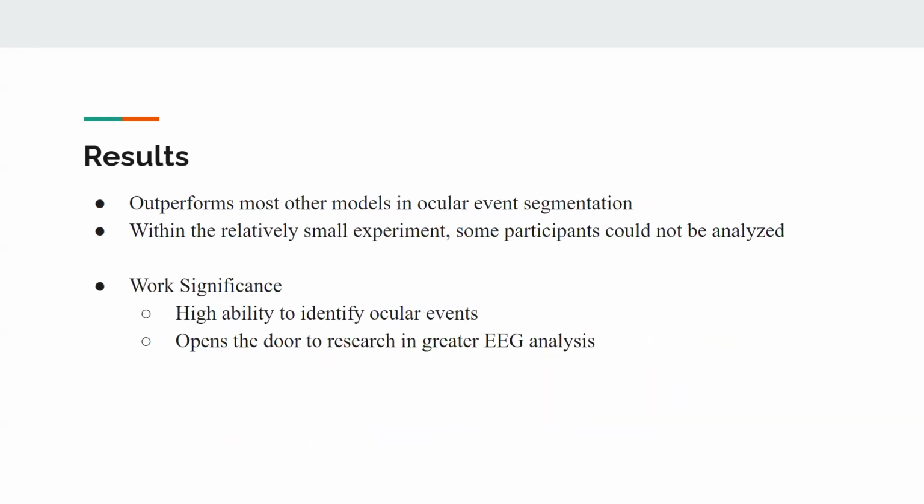The overall results of this paper were that the DETR time model outperformed most other models in ocular event segmentation. However, within the relatively small experiment, some participants did not have their data analyzed. This means the model was too specific. The overall significance of this work was resulting in a high ability to identify ocular events, and it opens the door to further research in greater EEG analysis, where it can be used for greater purposes, such as detecting dementia in patients.